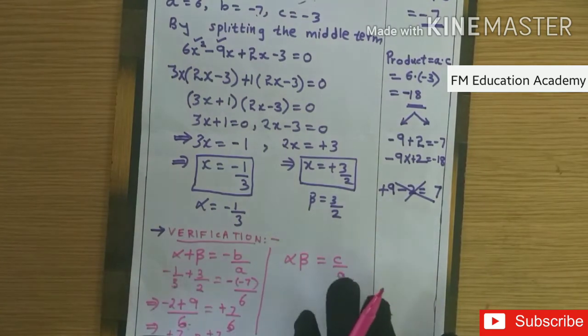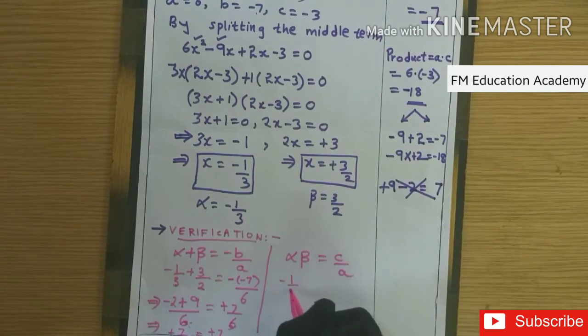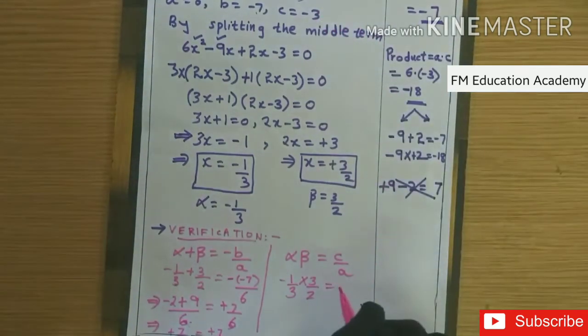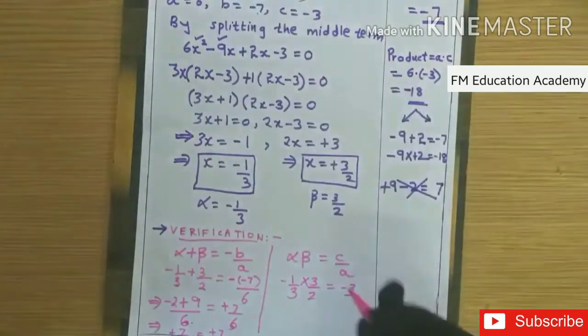Now let us verify the relationship between product of zeros and coefficients. What is alpha I have here? Minus 1 by 3. And what is beta I have here? 3 by 2. What is the c term I have? Minus 3. So write minus 3. What is the a term I have? 6. So write down 6.